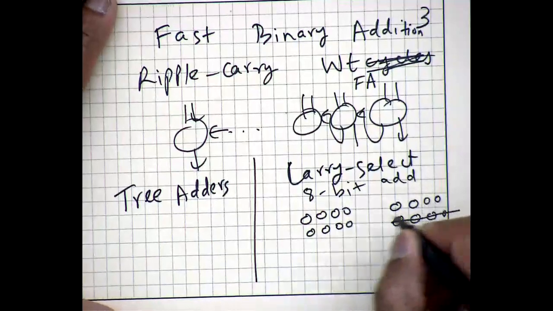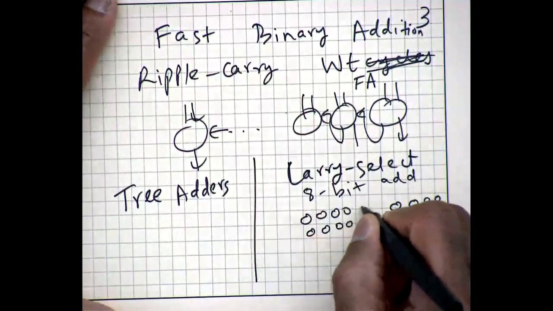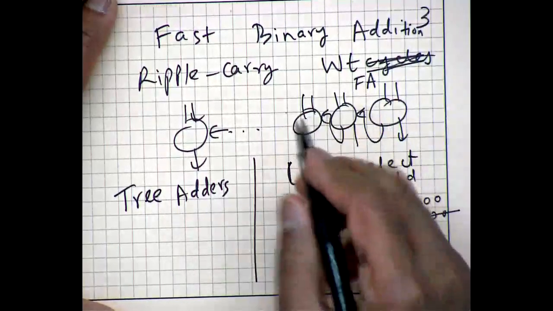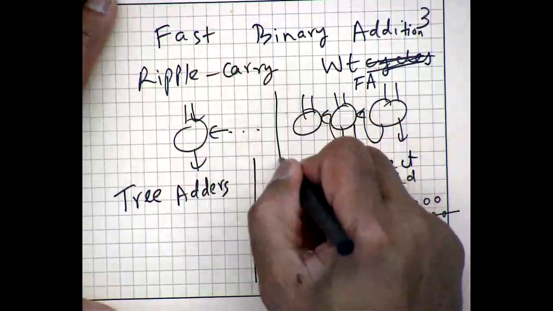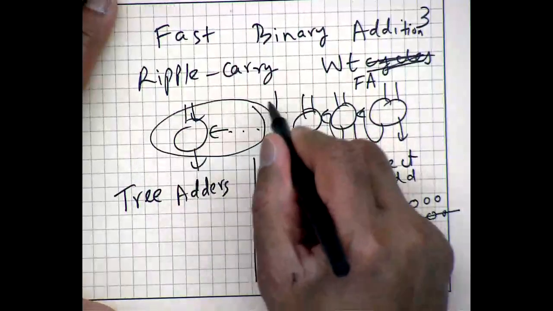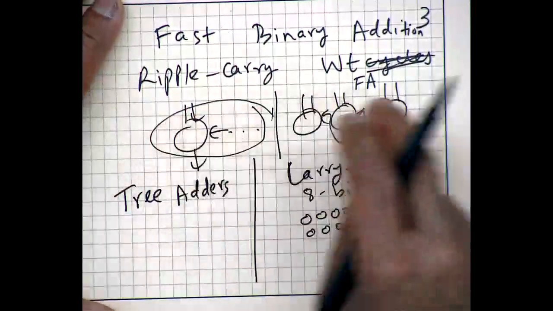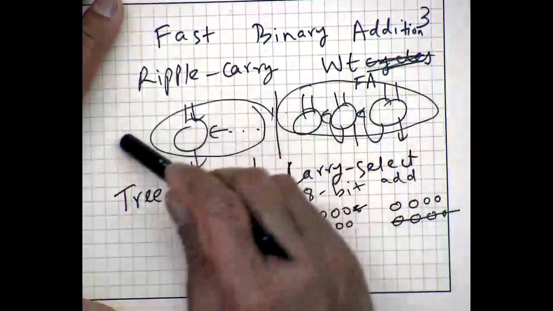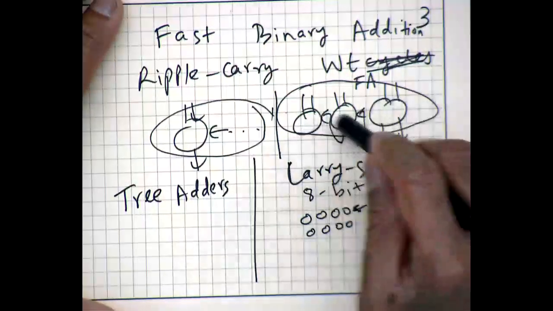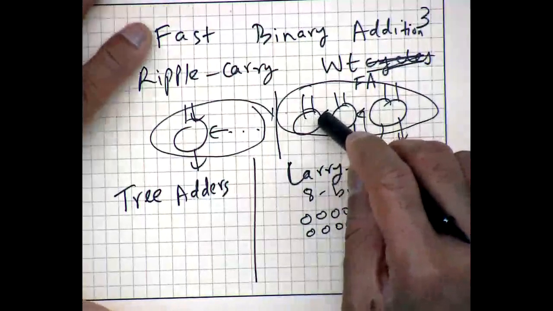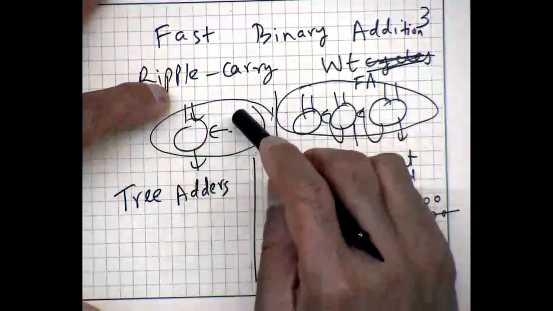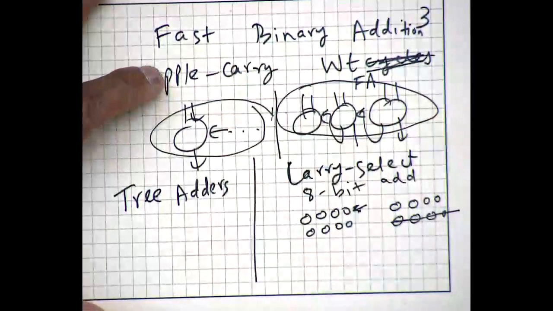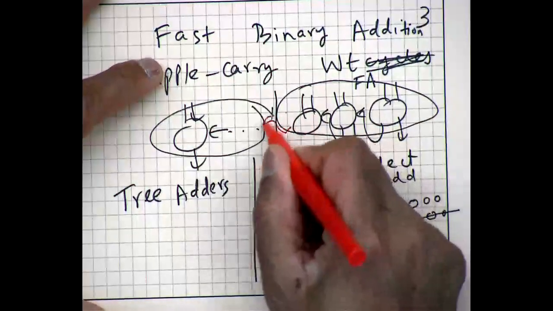Okay, here is the idea. Let's imagine that this is the most significant 4 bits. This is an 8-bit adder. These are the 4 bits. These are the 4 bits. Now, what prevents me from computing this? Well, what prevents me is I don't know the carry coming out of this position here. That's what I don't know.